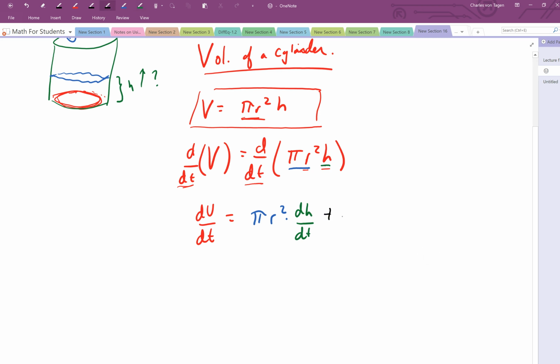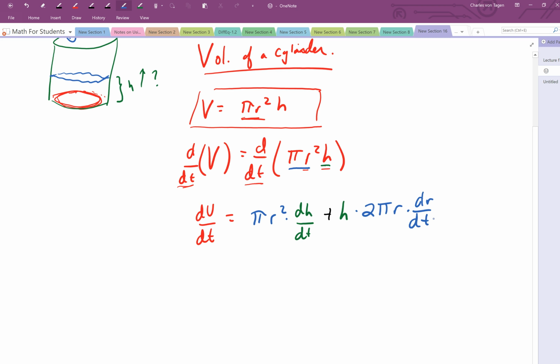Plus the second, which was h, times the derivative of the first. Times, what's the derivative of pi r squared? It would be 2 pi r times dr dt.